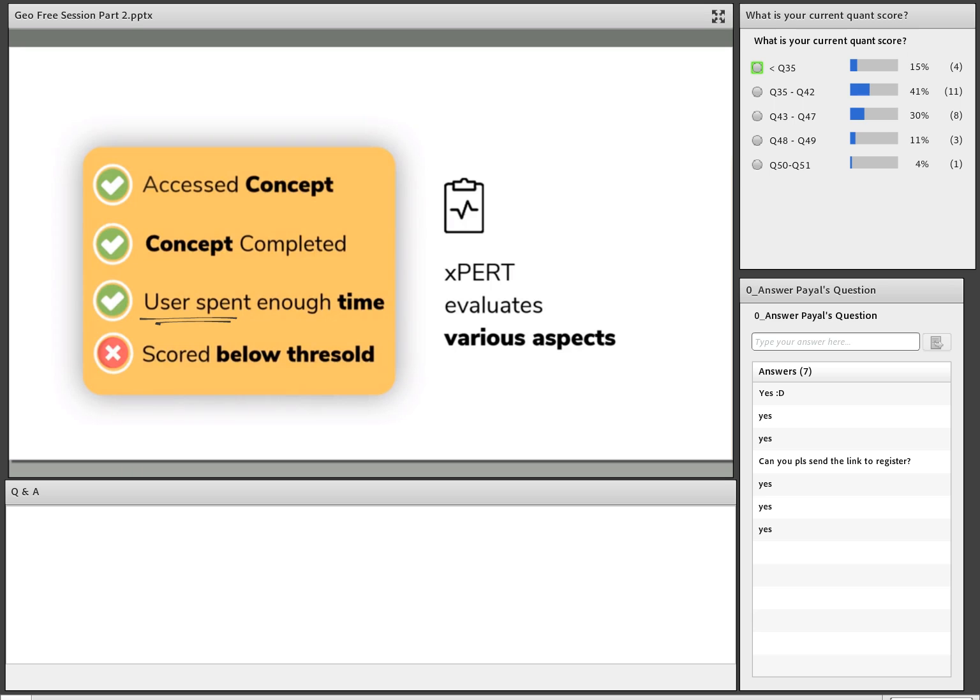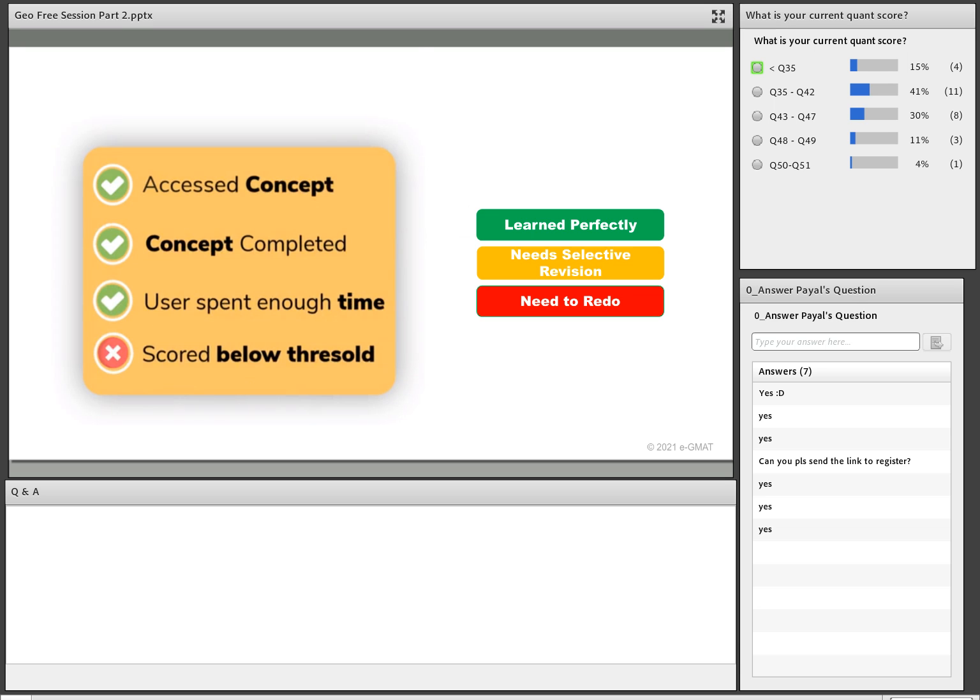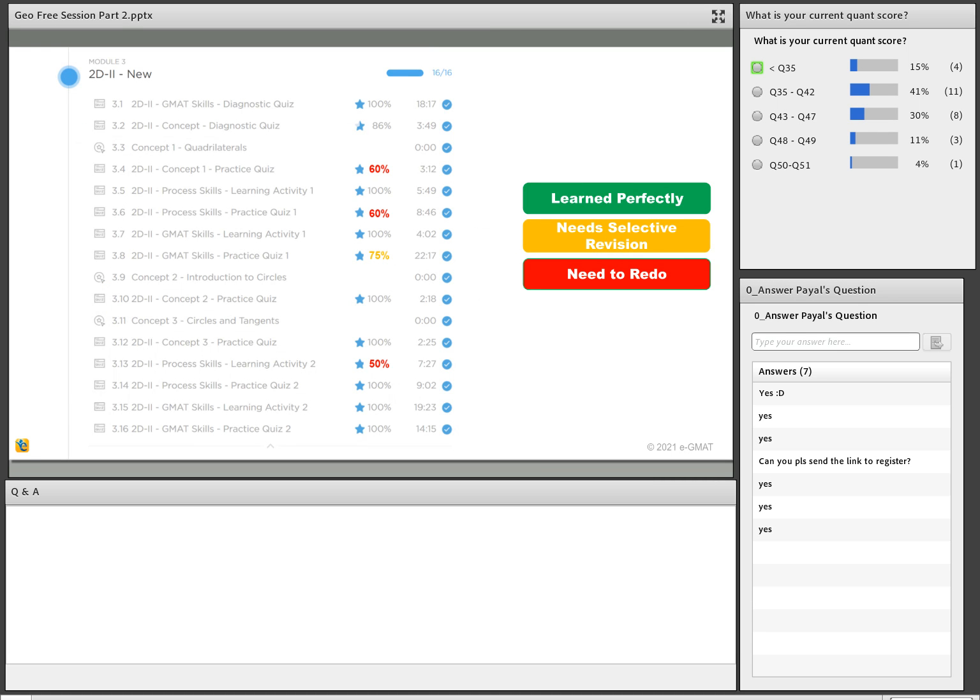So that's true AI in many ways. And then each of these concept files, each of the process skill and GMAT skill files, has quizzes in there, and it evaluates those quiz scores with a threshold. And based on these 4 elements, it gives you 3 outputs: whether you've learned properly, whether you need some selective revision, or whether you need to just redo the entire thing. Okay. And again, you can really see this is an example of how a screenshot of various states would look like.